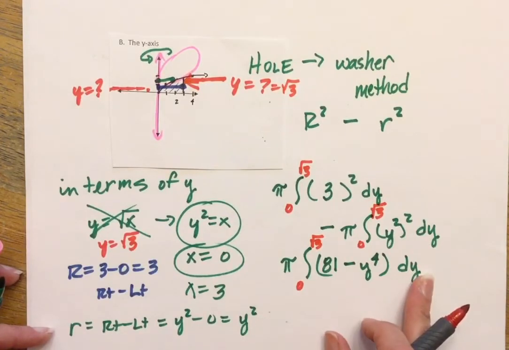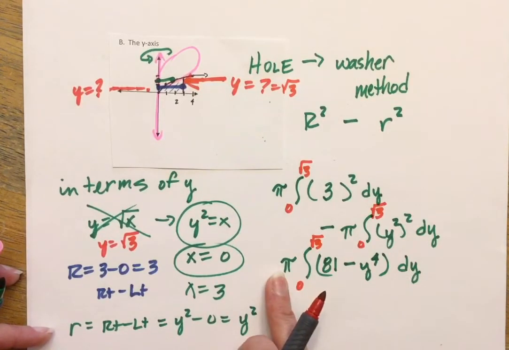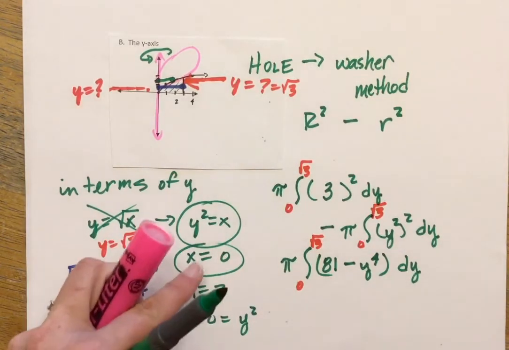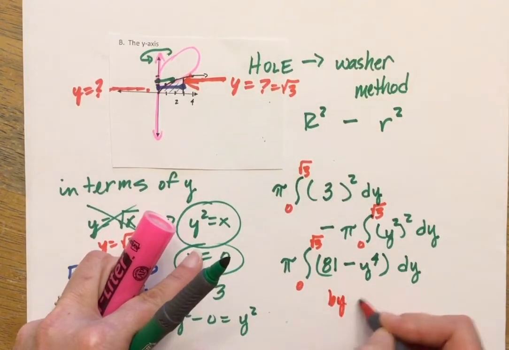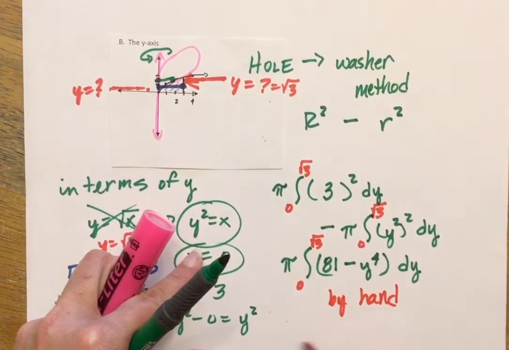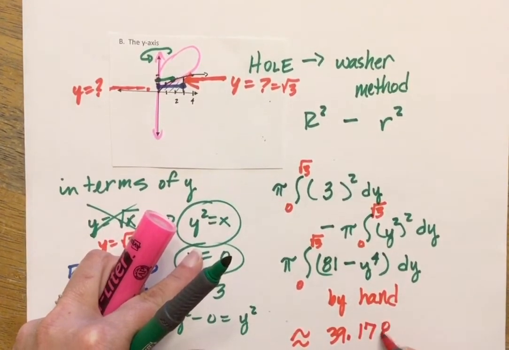in a single integral is because they're both multiplied by pi, and they both are going from 0 to root 3. So for practice, you should do this by hand, and if you do it correctly, the answer is 39.178.